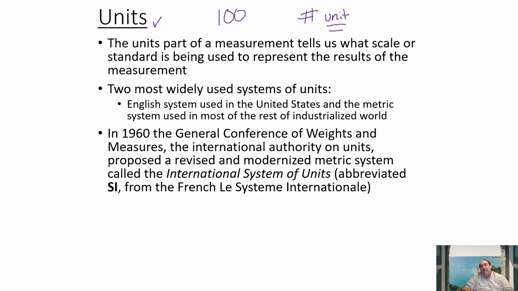So obviously, as you can imagine, as the world got smaller and people were doing business and dealings across countries, it would be very bad if one person used the English system of units and another used the metric system of units. That could really lead to problems. So in 1960, they actually had a conference on weights and measures. That sounds like a lot of fun, I suppose.